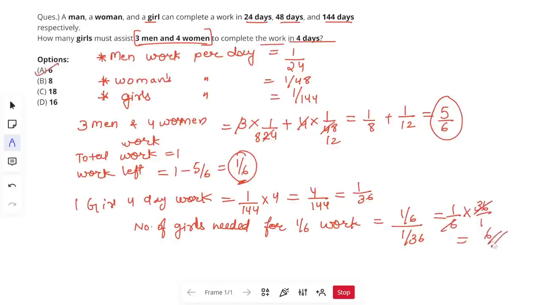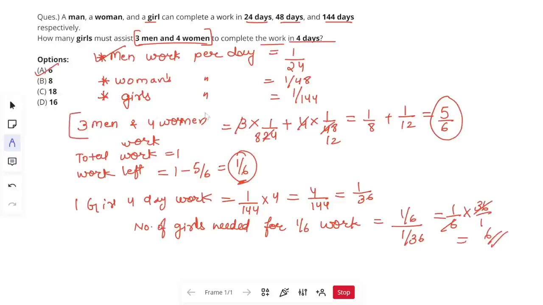Hope you have understood it. If you have not understood it, I would highly suggest to revise it once again. You will easily get it. See, first of all, we were given the data, that is men's work, women's work and girls' work, and how many days they will take to complete. Based on that, we have taken the work done per day. So men's per day work is 1 by 24, women's per day work is 1 by 48, and girls' per day work is 1 by 144.